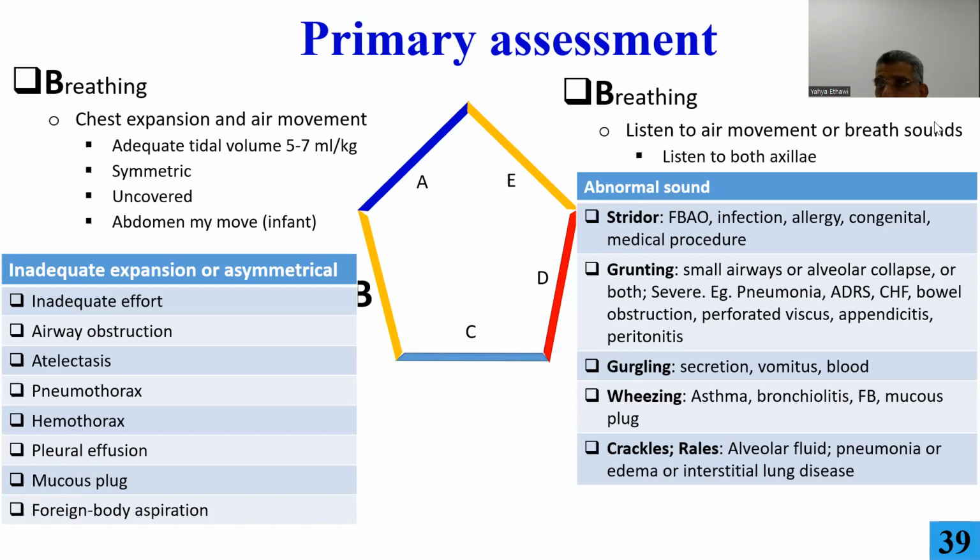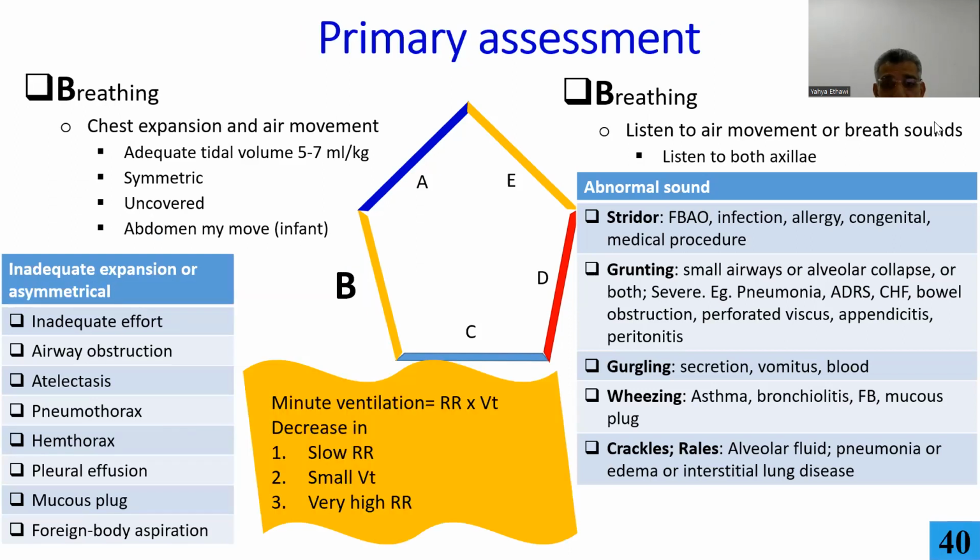Gargling means there is secretion in the upper airway. So it can be secretion, vomitus from vomiting, and blood. Wheeze, an expiratory sound, can be asthma, bronchiolitis, foreign body, mucus, blood. Crackles, rales, mean fluid in the alveoli, can be pneumonia, edema, or interstitial lung disease. And we will talk about what is edema and what's interstitial lung disease and what's pneumonia. We will define that later.